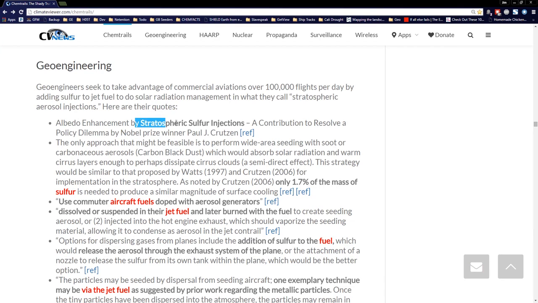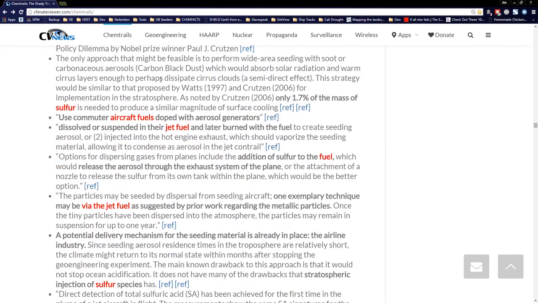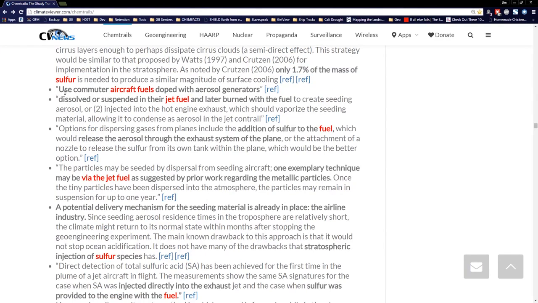So we have Paul Crutzen, stratospheric sulfur injections. We have right here, this is the approach that might be feasible: to perform wide area seeding with soot or carbonaceous aerosols, carbon black dust, which would absorb solar radiation and warm cirrus layers enough to melt them away. As noted by Crutzen in 2006, only 1.7% of the mass of sulfur is needed to produce similar magnitude of surface cooling. Then right here we have used commercial commuter aircraft fuels doped with aerosol generators, dissolved or suspended in their jet fuel and later burned with the fuel. Addition of sulfur to the fuel released the aerosol through the exhaust system of the plane. One exemplary technique may be via the jet fuel, as suggested by prior work regarding metallic particles.